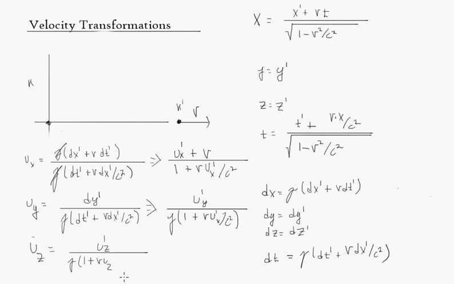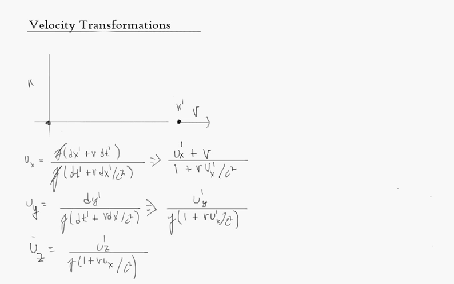And this should be u sub x, not u sub z. Like I said, the denominator in all of these is the exact same, except u sub y and u sub z, they have a gamma factor because there's nothing in the numerator to cancel out with. So these are the velocity transformations. So let's do one more example before we call it quits of a velocity transformation.